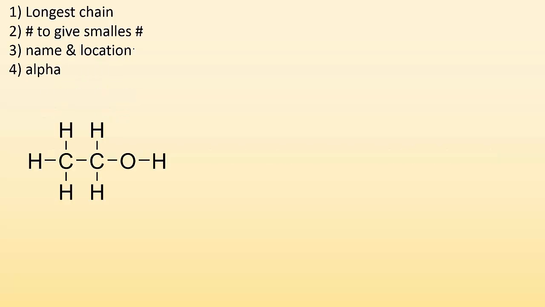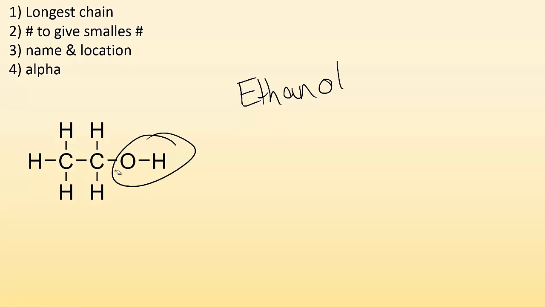So here's an example. Let's take a look. Longest possible carbon chain is only 2 carbons. So I'm going to say eth. They're single bonded, so I'm going to say an, and the alcohol group, which is right here, I'm going to put ol. So this is ethanol. Do I need to put a number? No, because this alcohol group could only be on this carbon.